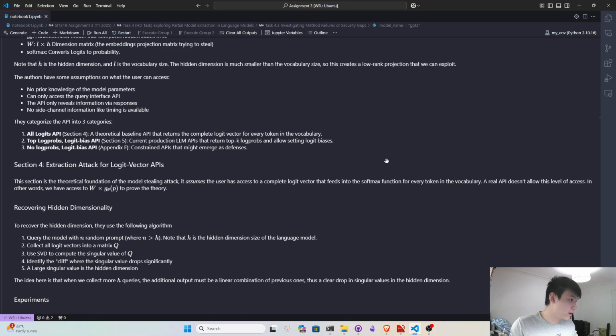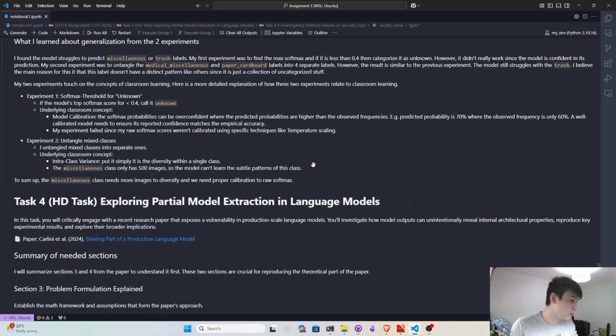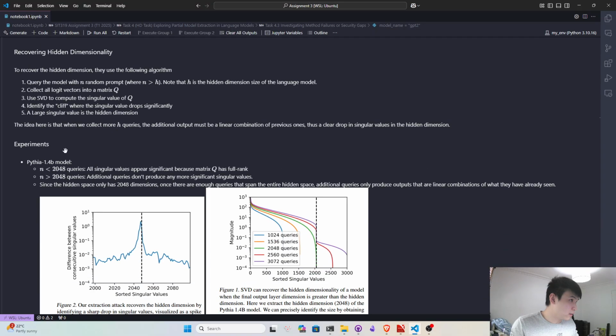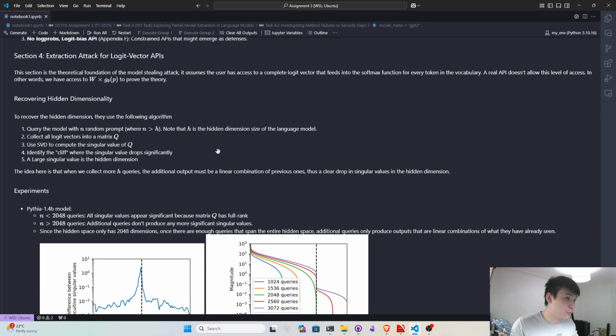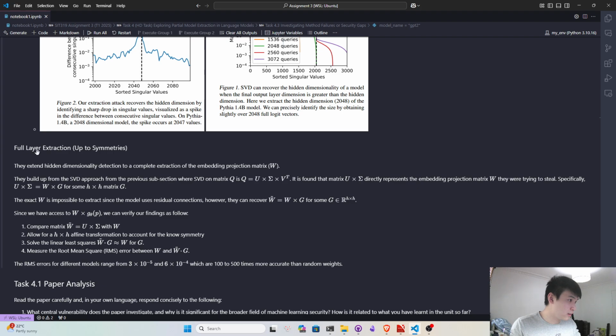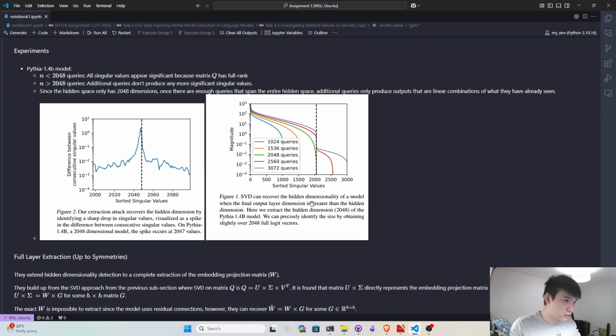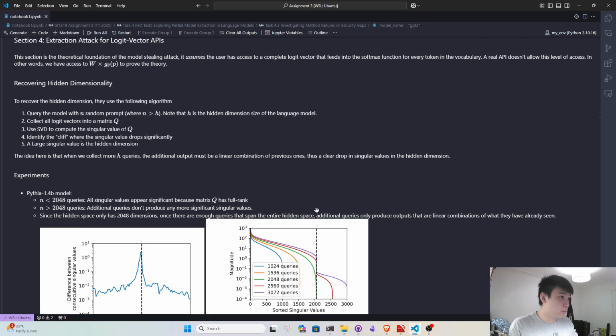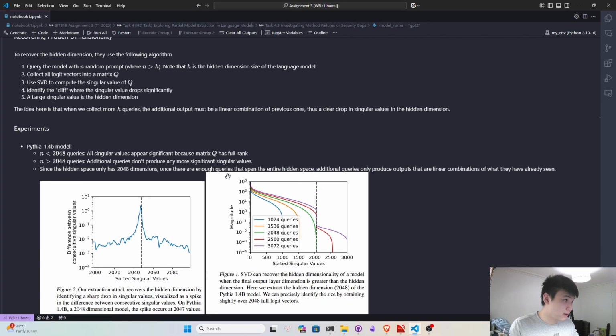And I will be explaining a bit on the related sections. So section 4, extraction attack on logit vector APIs. We are recovering the hidden dimensionality and the embedding projection matrix. But for this task, we only focus on recovering the hidden dimensionality, and they provide us an algorithm to extract it. And my code is based on that algorithm.